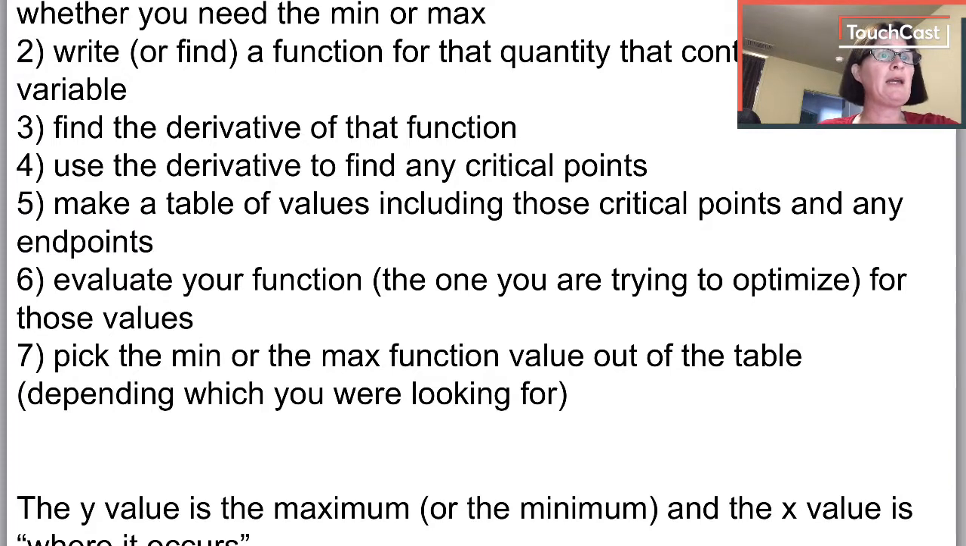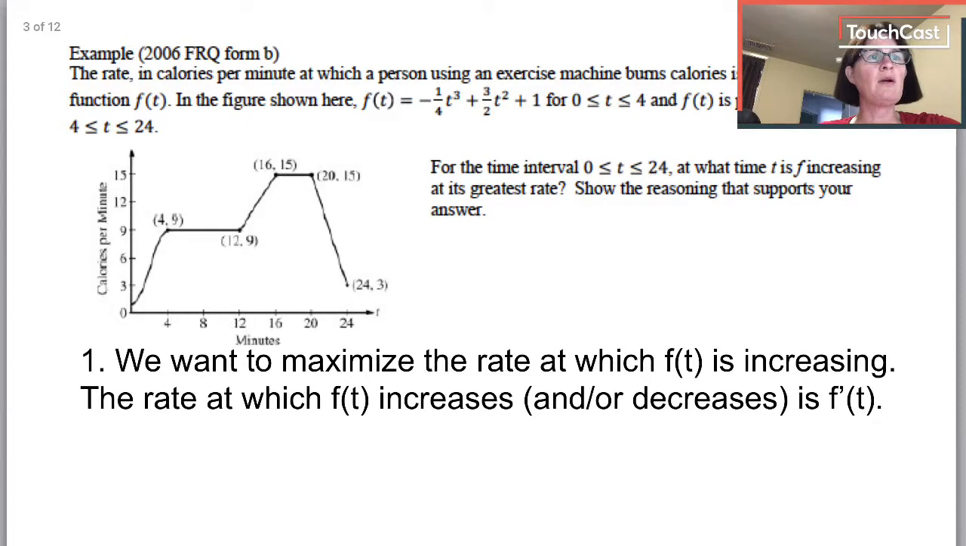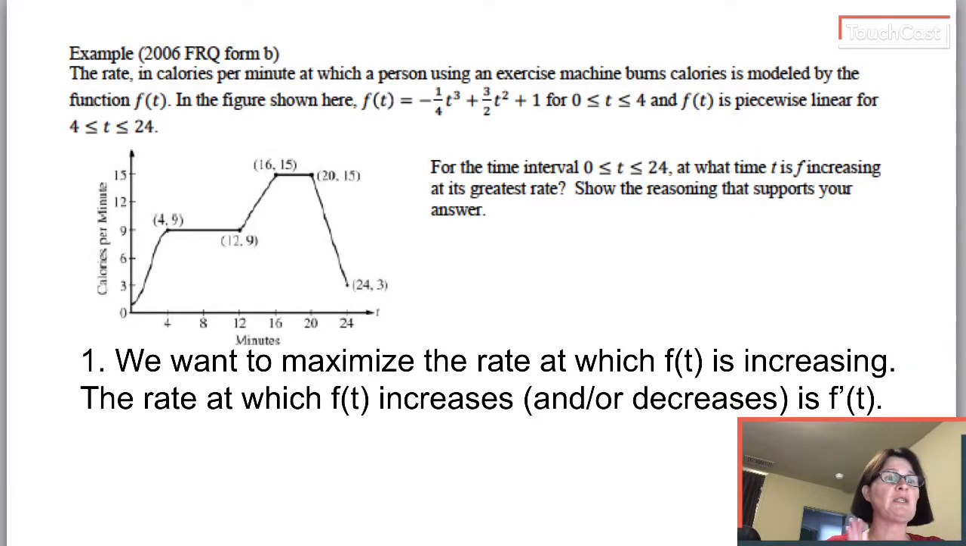We're going to use these steps to answer another problem. This one appeared on a free response question in 2006. All right. So you have somebody on an exercise machine and you know the rate at which they're burning calories. It's given by this function f of t. F of t is shown here in this picture, and it's piecewise defined. The first piece is polynomial, and then the other pieces all happen to be linear.